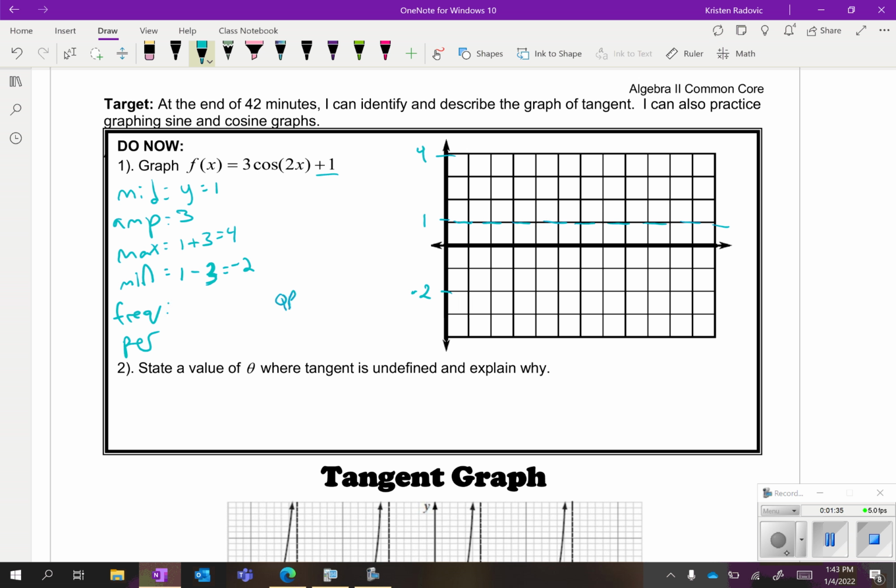Your frequency is found in front of the variable, which is 2, which means our period, 2 pi over that frequency, is going to be just pi, because the 2's cancel out. That means your quarter points is your period divided by 4. So pi divided by 4 is a quarter point of pi over 4. That means we have the quarter points pi over 4, 2 pi over 4, 3 pi over 4, and 4 pi over 4.